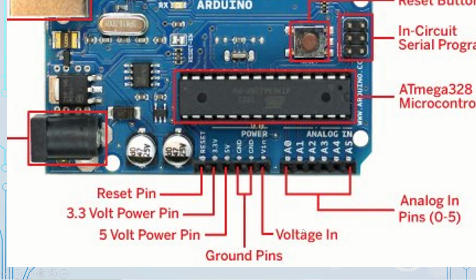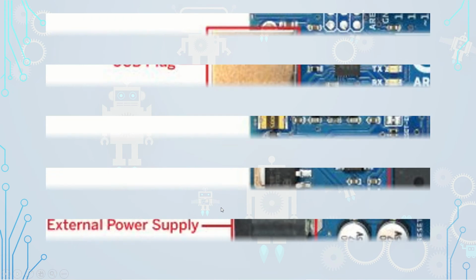Then Vin is actually used to power this Arduino. The Arduino is powered by a voltage like 5 volt, 9 volt, or 12 volt that you give to Vin. From 5 to 12 you can give any voltage to Vin and the Arduino will run. So you can apply the voltage to Vin and ground so that the Arduino powers up. If you want to power up the Arduino without a laptop, and you have a 9 volt battery, you can directly give 9 volt positive to Vin and ground, and the Arduino will turn on. So these are the pins which are used.